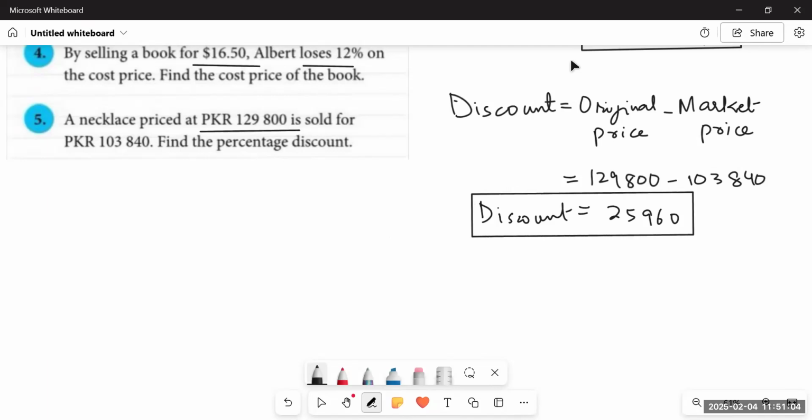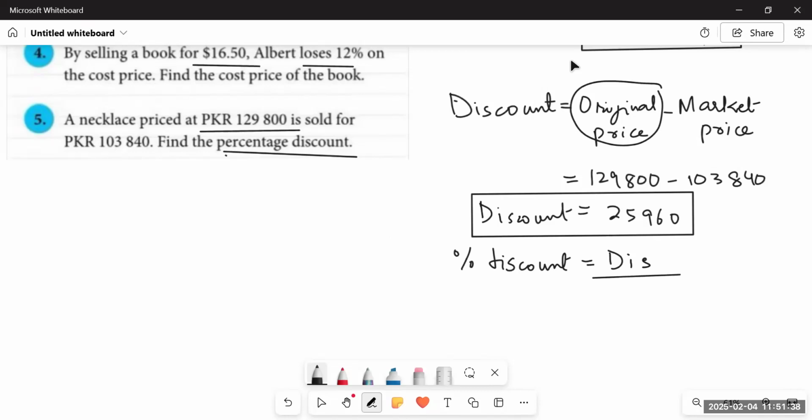But it's not the discount that we have to calculate. We have to calculate the percentage discount. How can we calculate it? We have already learned how to find the percentage. If we have to find the percentage of profit, we keep profit in the numerator. If we have to find the percentage of loss, we keep loss in the numerator. If we have to find the percentage of discount, we keep discount in the numerator. And what do we keep in the denominator? Always remember, we keep the original price, which was 129,800, and then multiply it by 100%. That's it.